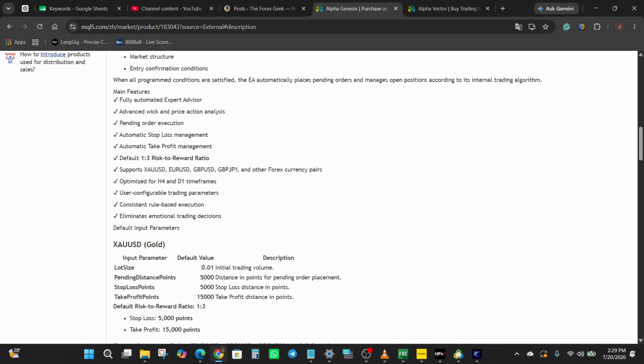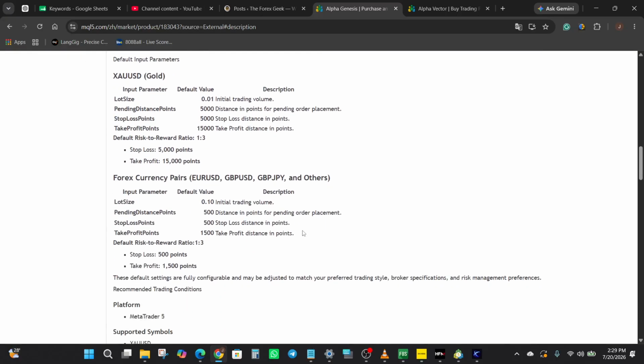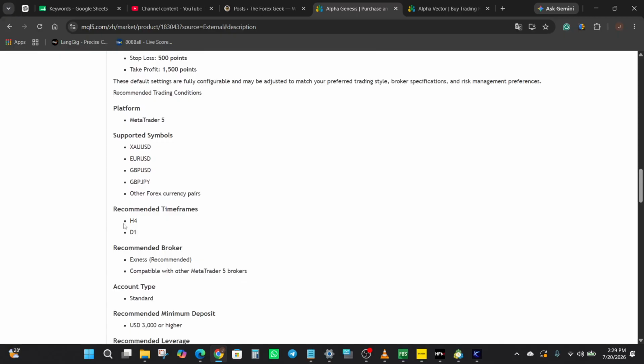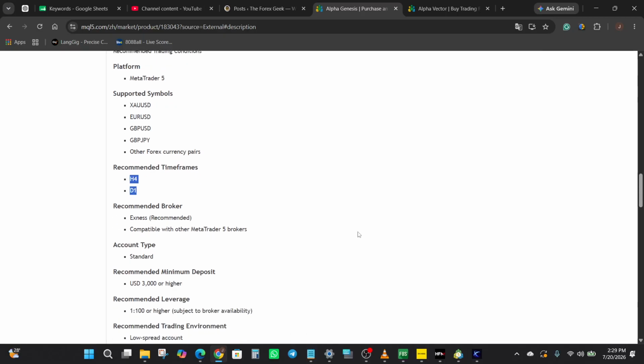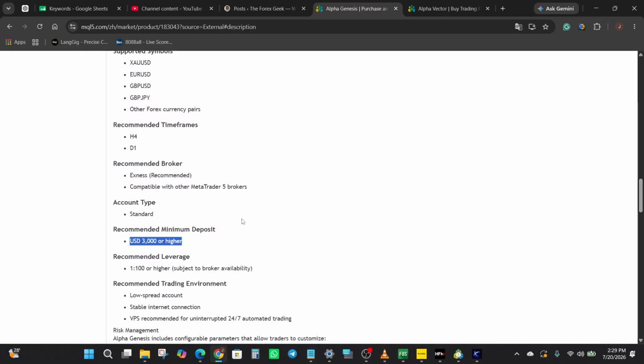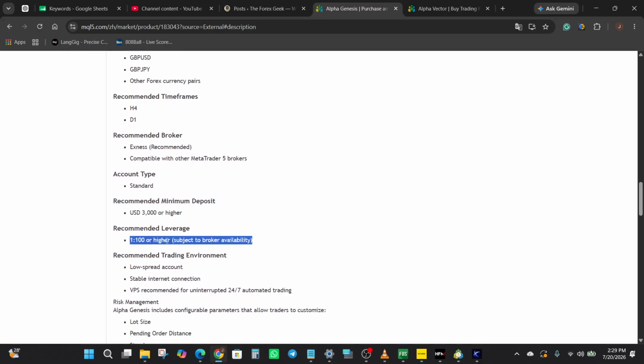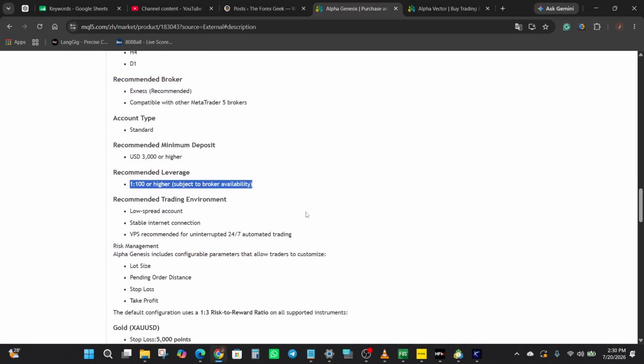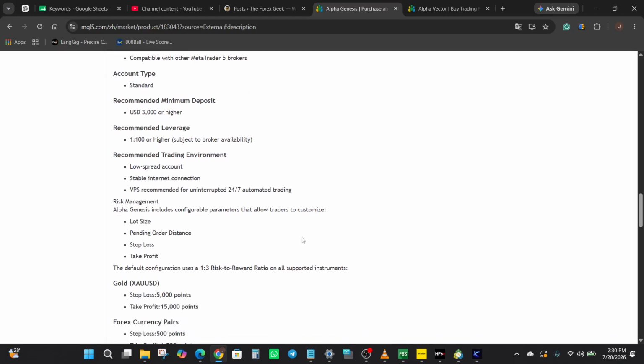All right, so the developer recommends using the EA primarily on H4 and D1, the 4-hour and daily time frames, with a minimum deposit of $3,000, leverage of 1 to 100 or higher, and preferably on a low spread account running on a VPS, for uninterrupted operation.